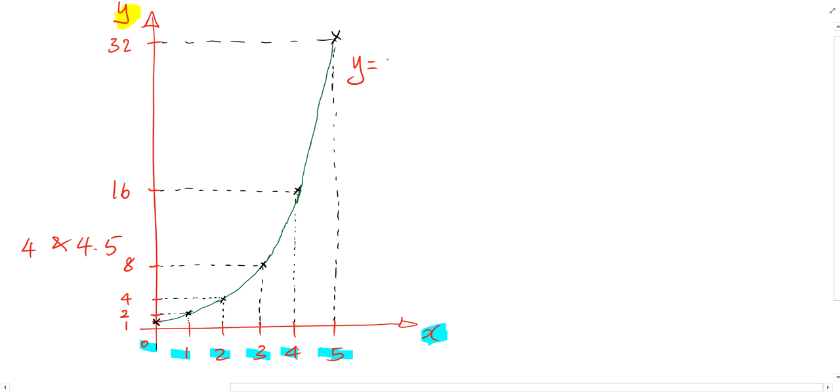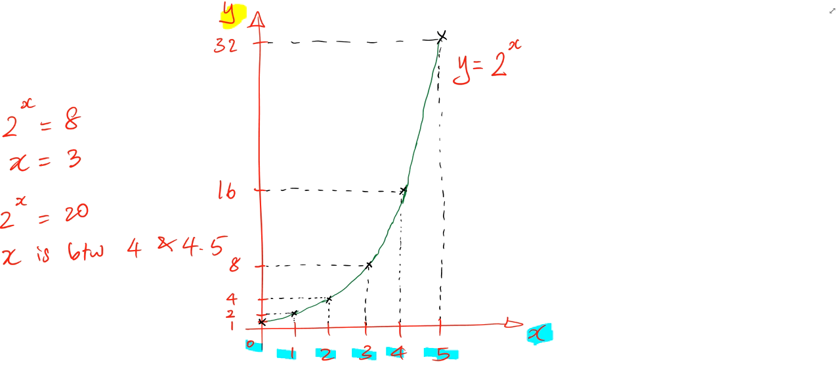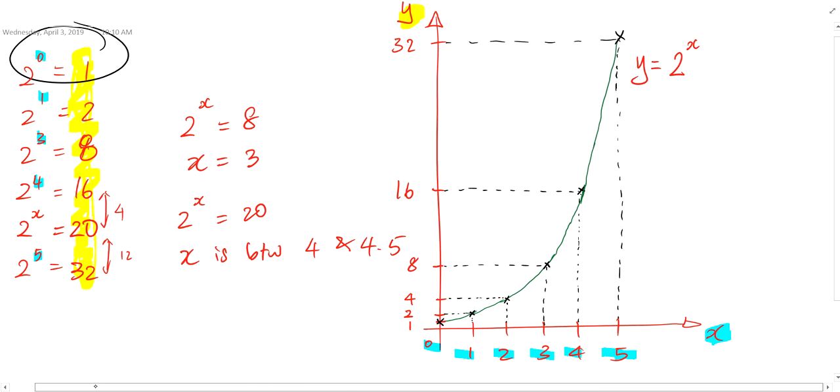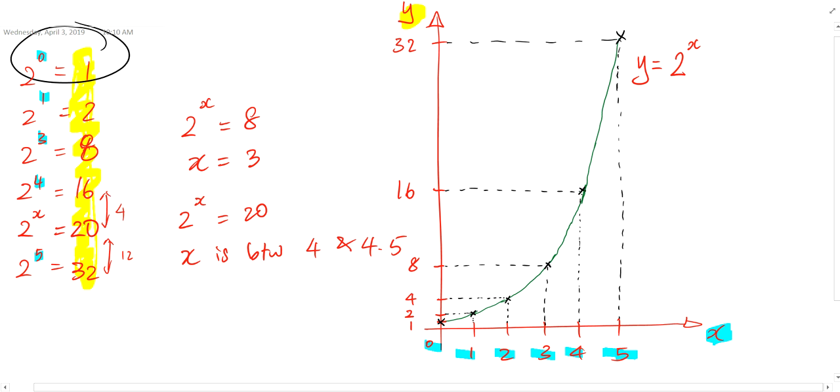Y equals 2 to the power of x. As your x changes, your y changes. Y equals 2 to the power of x. And how do we use this graph to understand my original question? When y equals 20, because I want to find the value of x over here. When y equals 20, I should be able to find a corresponding value of x, right?